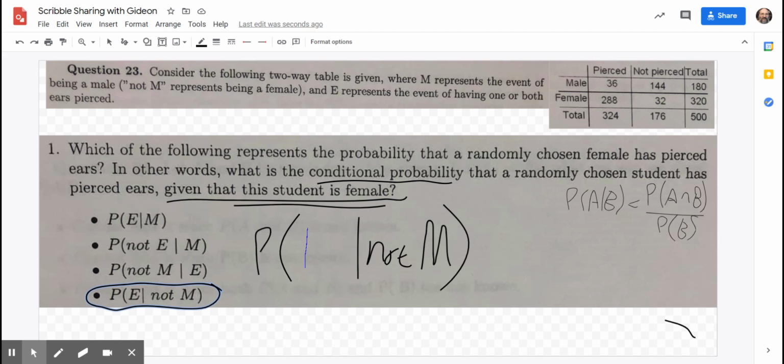So a randomly chosen student has pierced ears. We're wondering, what's the probability? That's the event we're looking for, pierced ears. What's the chance of pierced ears given female? If we needed to do numbers, we would look at the intersection, look at the condition, and plug those numbers in from the table above, and we'd get a number. But in this case, we weren't asked for a number.